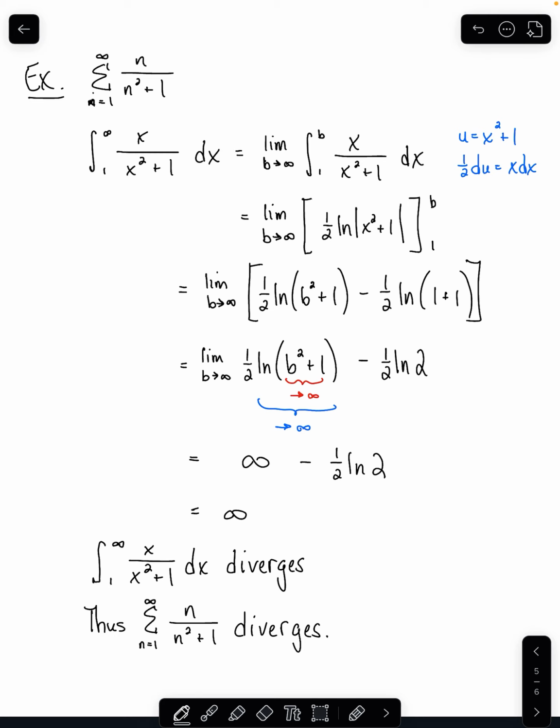The idea is that while the region is getting smaller, while the function is positive and decreasing, it does not decrease at a fast enough rate to counteract the infinite accumulation of area.